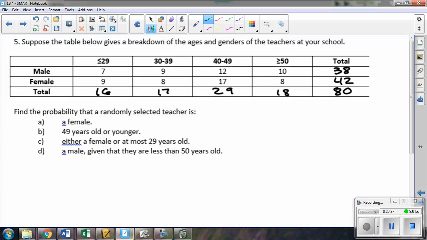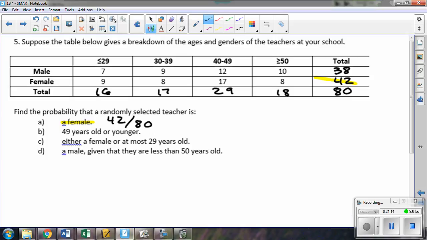All right, now we will look at the probability that a randomly selected teacher is female. Well, we remember probability is number of successes over total. So how many successes are there? How many females are there? We've got 42 of them. Out of 80? Absolutely. So we would write this as 42 out of 80.